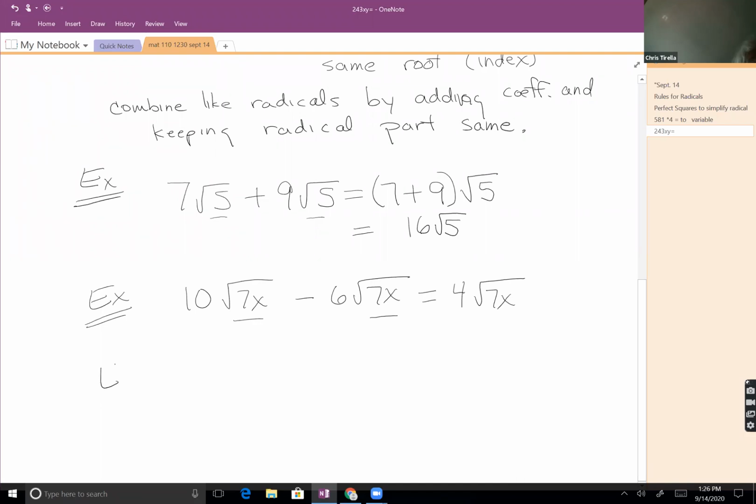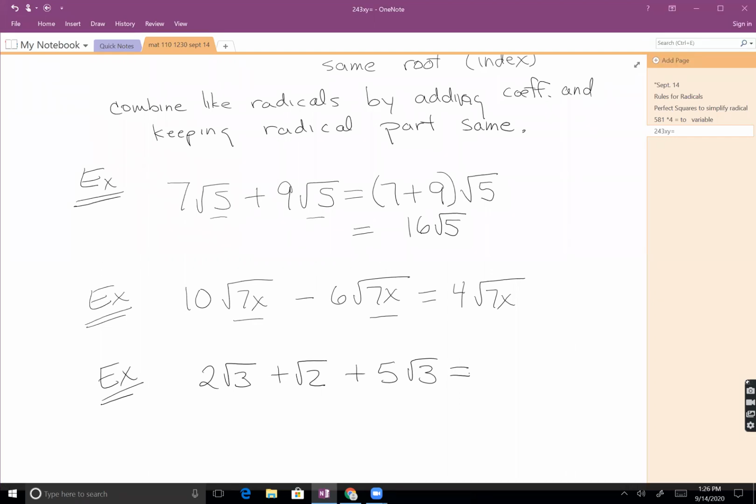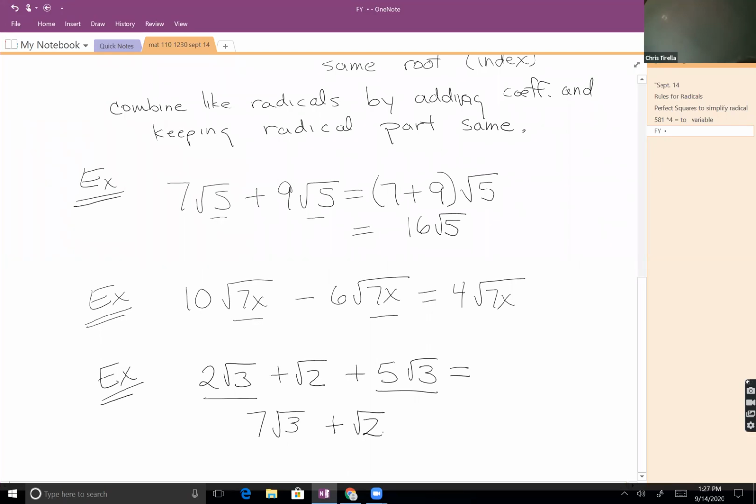And one more before we turn the page. What if I have 2 radical 3 plus radical 2 plus 5 radical 3? Do I have any like radicals here? Yeah, the radical 3s are. And so those two I can add. 2 plus 5 will give me 7, and it'll stay radical 3. And then that last one that's different, we're just going to have to add it at the end. So 7 radical 3 plus radical 2. That one okay?